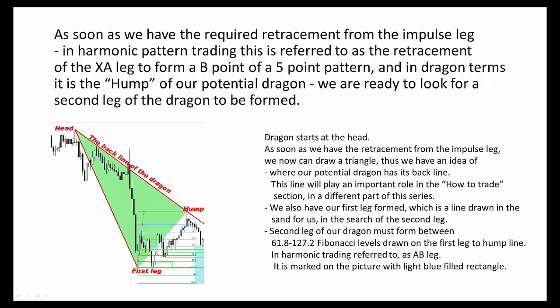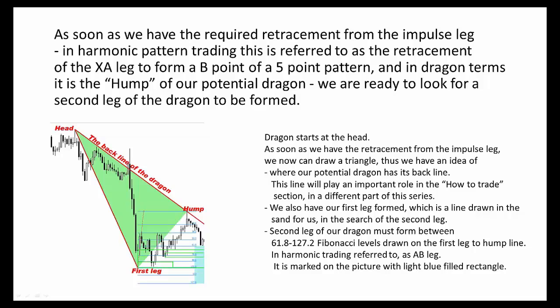As soon as we have the retracement from the impulse leg, we now can draw a triangle. Thus, we have an idea of where a potential dragon has its backline. This line will play an important role in how to trade section in a different part of the series. We also have our first leg formed, which is a line drawn in the sand for us in search of the second leg.